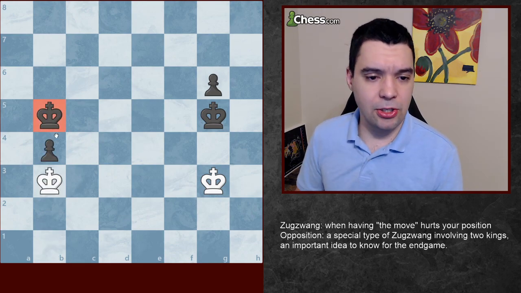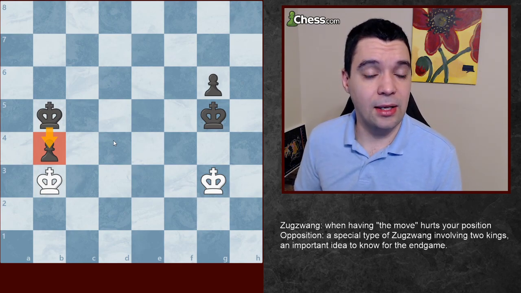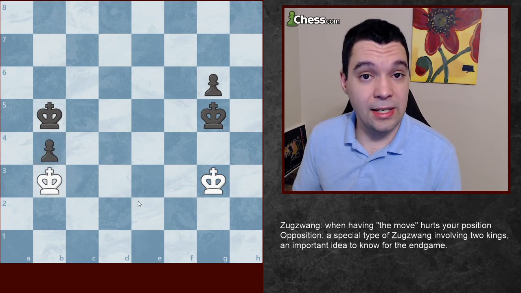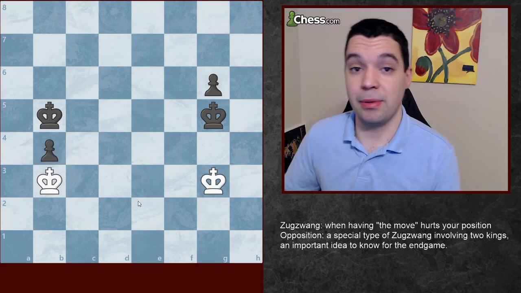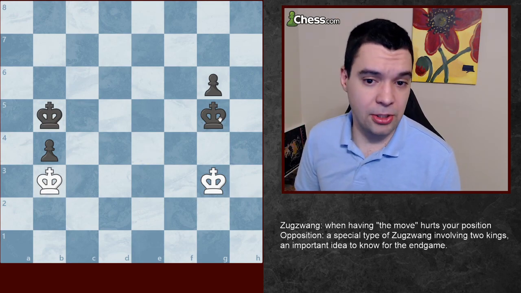Okay, so if we look at the position on the left where the pawn is in the way, we'll notice that the pawn gets in the way of the black king. The black king can't get the white king out of the way, and white is able to get a draw or just repeat the position over and over, and black can't make progress. Okay, so let's turn our attention to the position on the right.